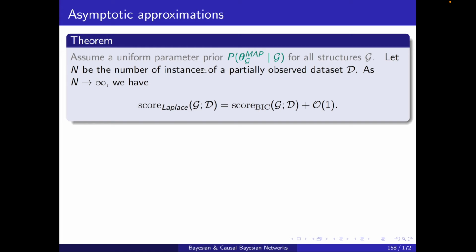Assume a uniform parameter prior for all structures G. I'm putting it in gray. It's kind of implicit. Let n be the number of instances of a partially observed data set D. It wouldn't be surprising if it was fully observed. It is partially observed.